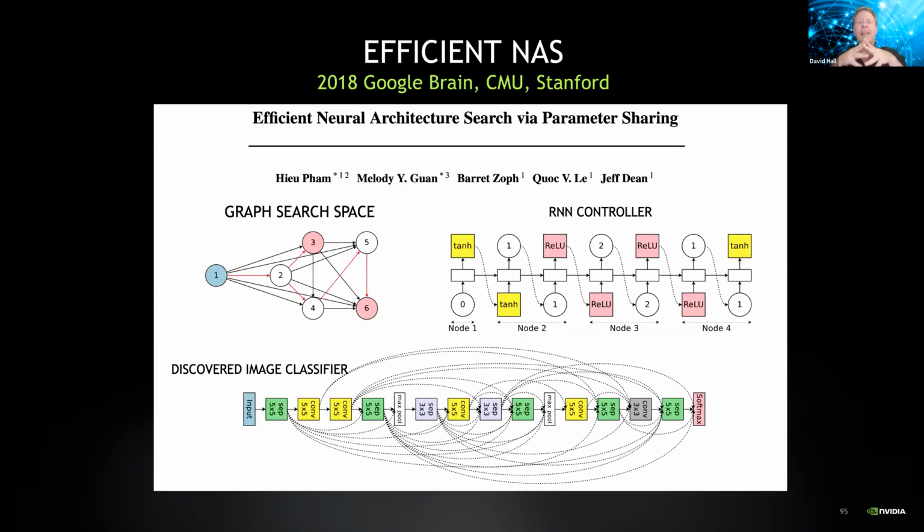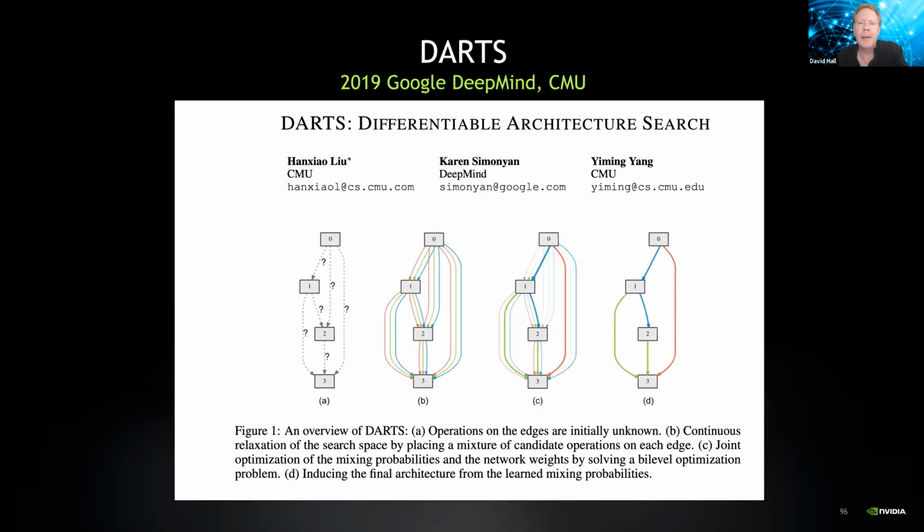In 2018, the efficient neural architecture search paper achieved similar results to the best strategies at the time, but it was 1,000 times less compute intensive. It achieved this by using a type of weight sharing for its child models rather than starting from scratch for each of them from random weights.